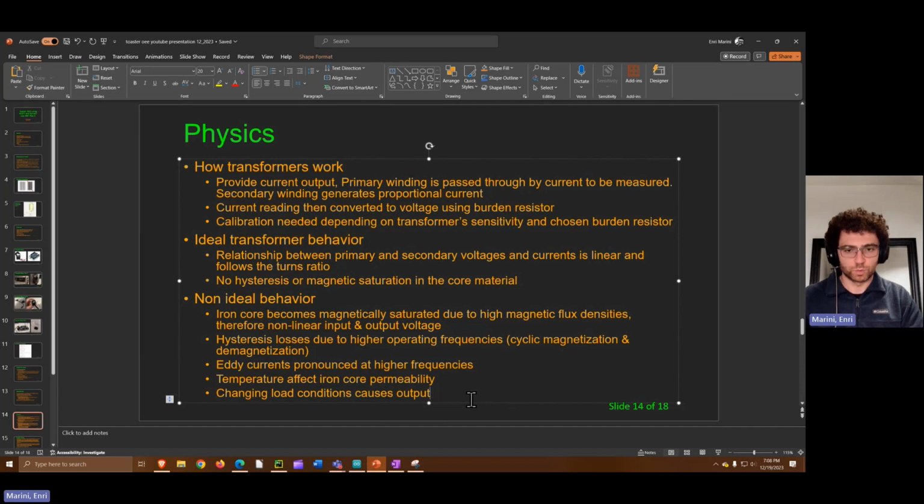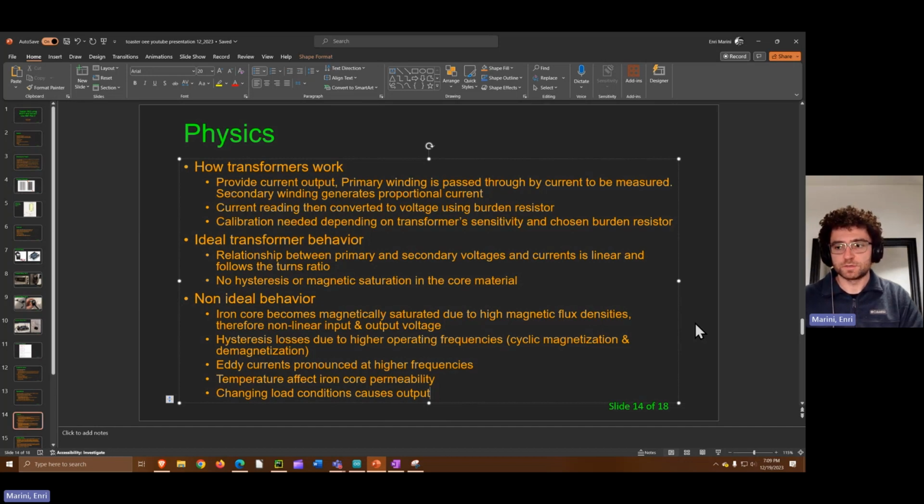But again, we're assuming ideal transformer behavior where the relationship between the primary and secondary voltages are equal, they're linear, there's no hysteresis, there's no magnetic saturation in the core material, which would typically happen at higher frequencies, as well as the transformer operating for some time. There's no cooling in this environment, but in industrial applications, you'd have to worry about cooling down your magnets.